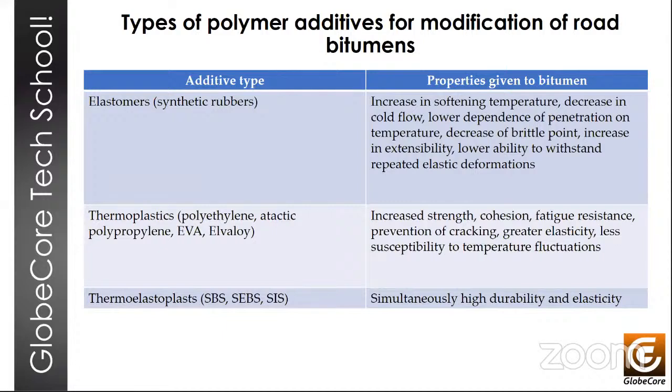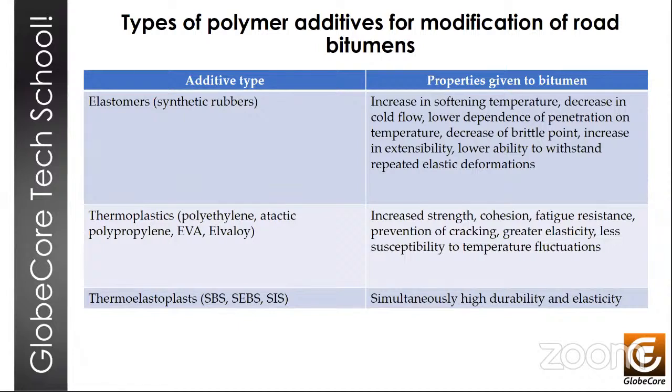Thermoplastic elastomers are polymeric materials capable of reversibly passing when heated into a highly elastic or viscous flow state. And these are styrene block copolymers. So styrene butadiene styrene, also known as SBS, and SEBS with addition of ethylene, and also SIS. That stands for styrene isoprene styrene. So modification of bitumen with elastomers causes an increase in the softening temperature, a decrease in cold flow, a decrease in the dependence of penetration on temperature, a decrease in the brittleness temperature or brittleness point, the ability to withstand multiple elastic deformation, and an increase in extensibility.